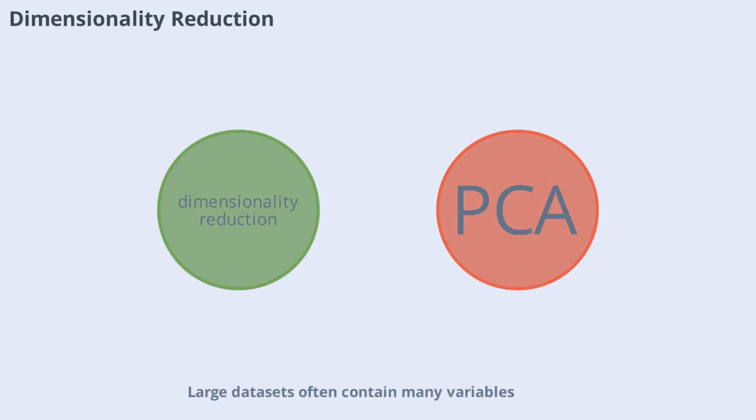Large datasets often contain many variables, some of which may be redundant or irrelevant. Dimensionality reduction techniques like principal component analysis (PCA) help simplify your data by reducing the number of variables while preserving important information. This makes analysis more manageable and can improve model performance. EDA helps you decide when and how to apply these techniques.